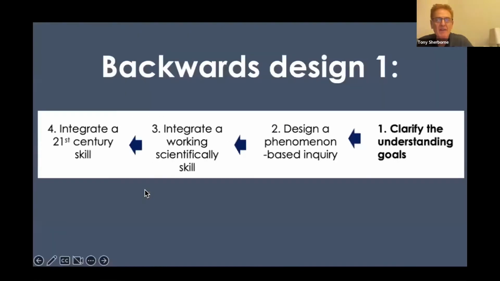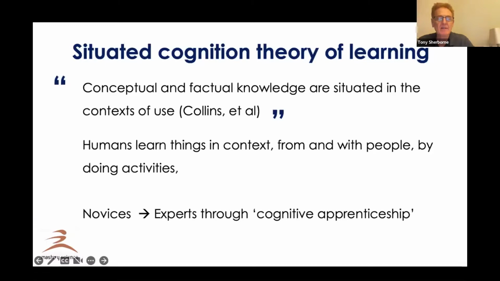All right, and the other, a big bit of theory, which I'm not going to go into, but it might be interesting for you to look up. It's called situated cognition. This is sort of the theory that says why we would want students to learn in this way and what your role would be as a teacher.